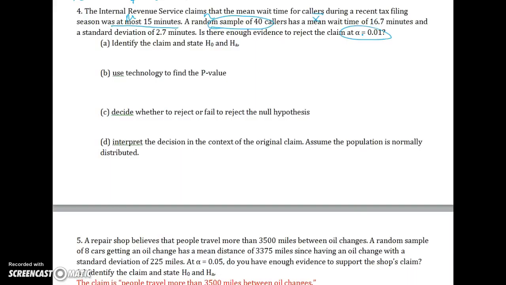So first thing we want to do is state the claim. The claim is that the mean wait time is at most, I would kind of prefer to use symbols. So at most is the same thing as saying is less than or equal to 15 minutes. So they're saying the most that you're going to wait is 15 minutes.